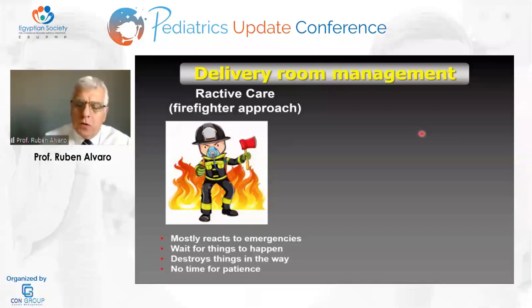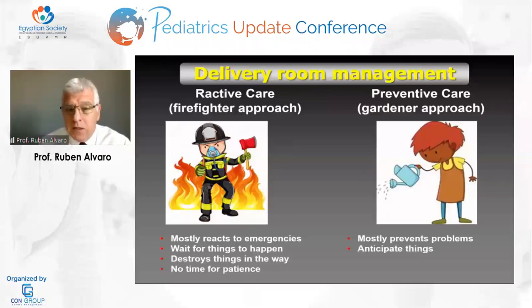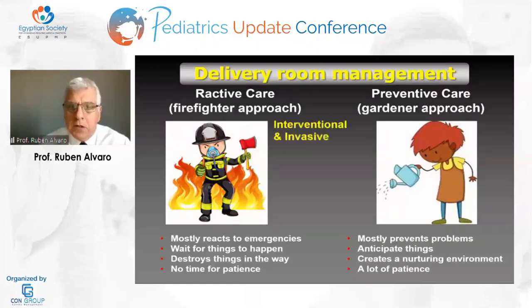Nowadays, what we try to do is change our approach to what we call a preventive care or a gardener approach. This type of approach is characterized by trying to prevent the problems, not just to react to the problems, to try to anticipate things, to create a nurturing environment, and finally to have a lot of patience. So if we need to summarize, the reactive care or firefighter approach is interventional and invasive. And the gardener approach is observational and gentle.